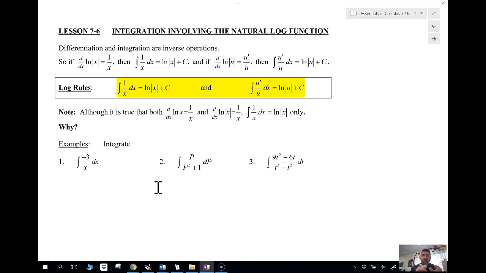So I've got these rules here. The integral of 1 over x is equal to the natural log of the absolute value of x plus c, of course. And then we have our reverse chain rule, where the integral of u prime over u is the natural log of the absolute value of u. That seems kind of strange, but I'll show you an example that should make a lot more sense, basically using the idea of reverse chain rule. Let's take a look at a few of these problems here.